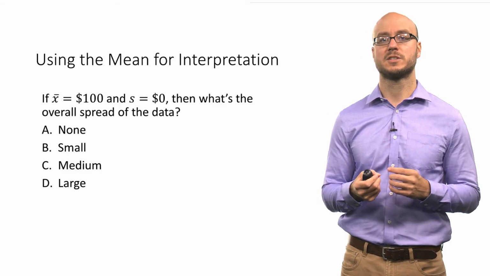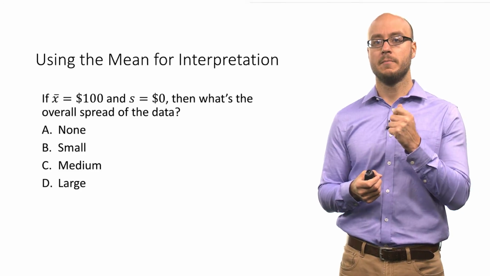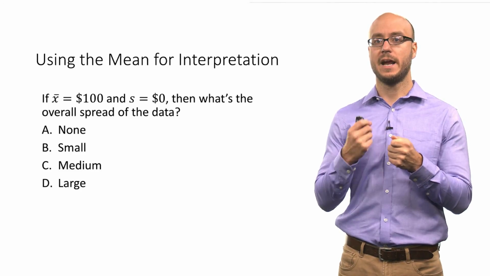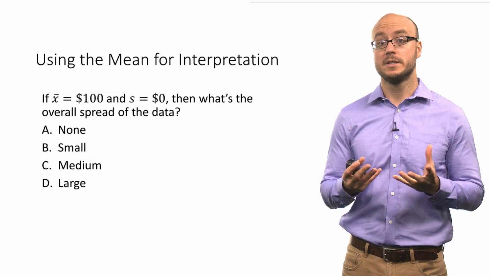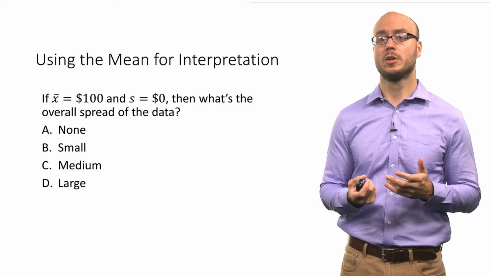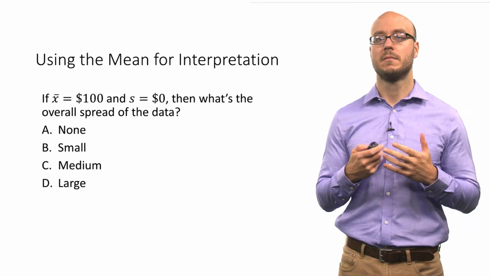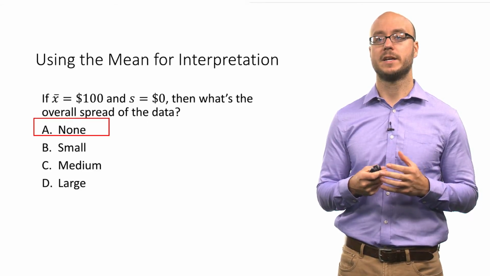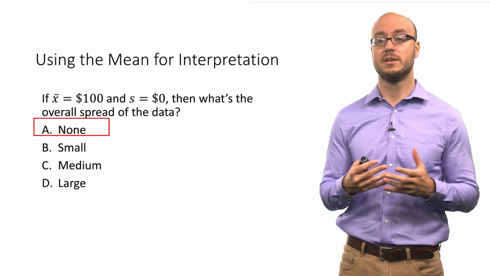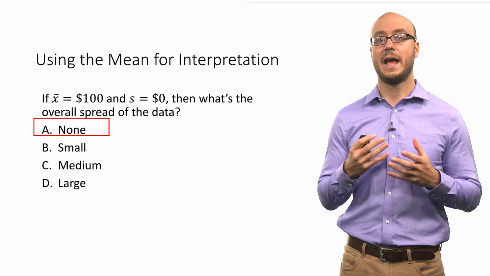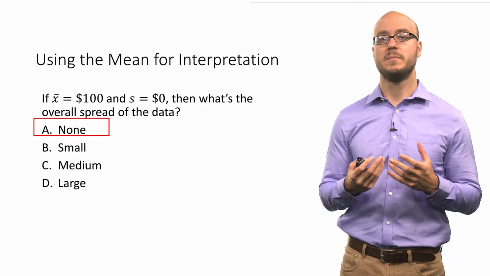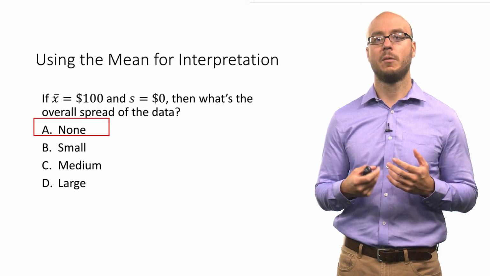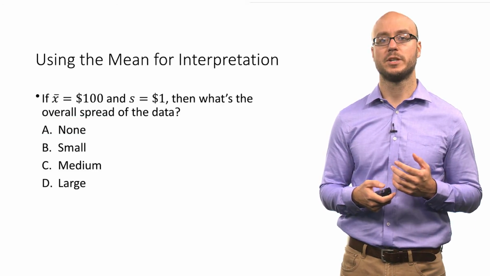How can we characterize the overall spread of the data? If the mean is 100 and the sample standard deviation is 0, in this case, is the spread none, small, medium, or large? Well, it's going to be none, right? Because the sample standard deviation is 0, so all the values are going to have a value of 100. So you can see that using the mean can help with the sample standard deviation interpretation.